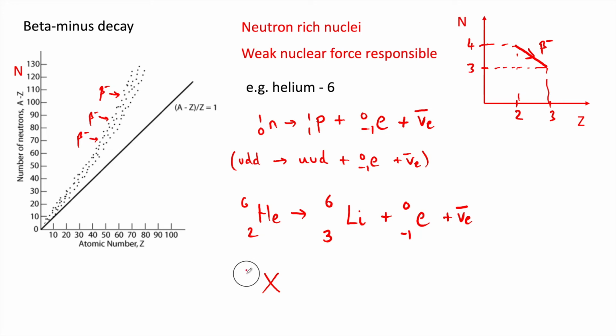Finally, you also need to recognize this general one as well, where the parent nucleus decays into the daughter nucleus, which has 1 more proton, and your beta particle and your anti-lepton neutrino.